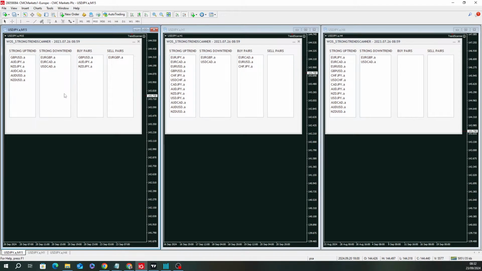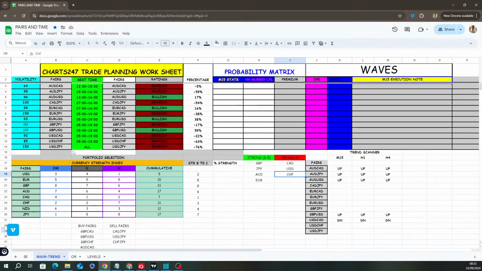For some of you, this is the first time you're seeing this trend scanner. Basically, what I like to do is run this scanner on the 15 minute chart, the 1 hour, and the 4-hour chart. The idea is to find the corresponding trend on all these time frames. That gives you a confirmation of the currency strength index portfolio selection, basically.